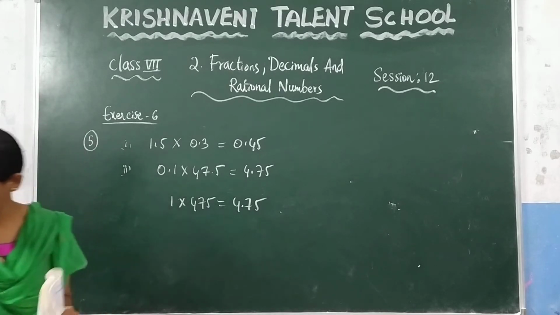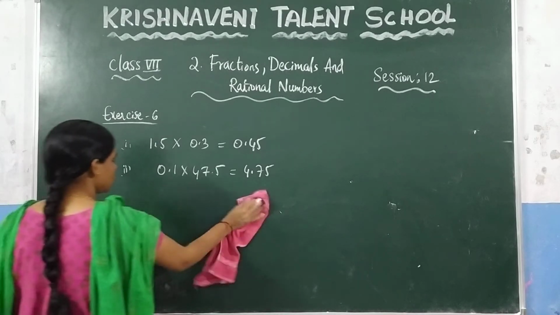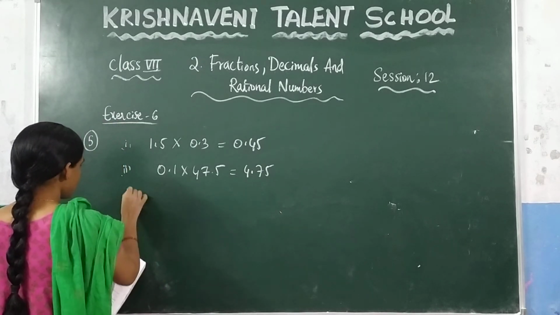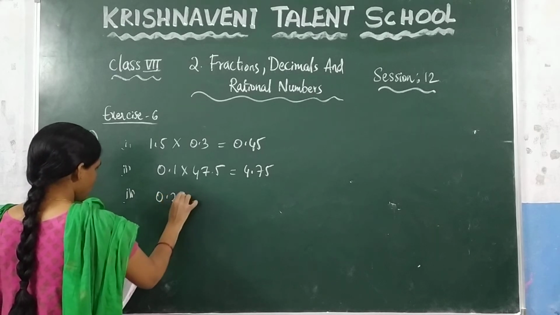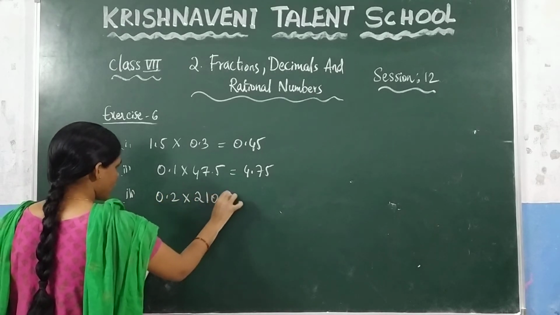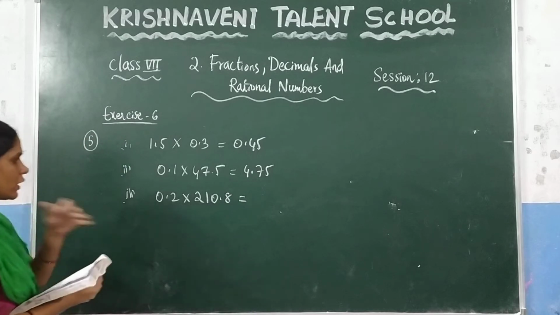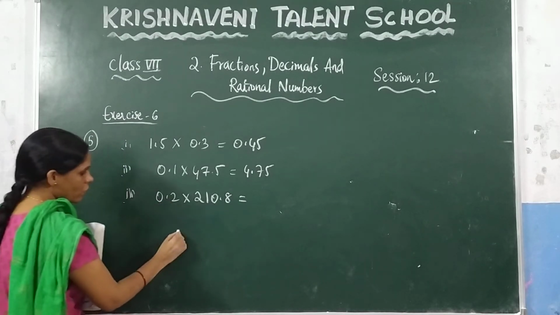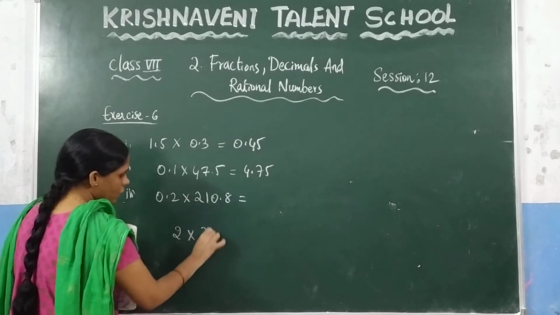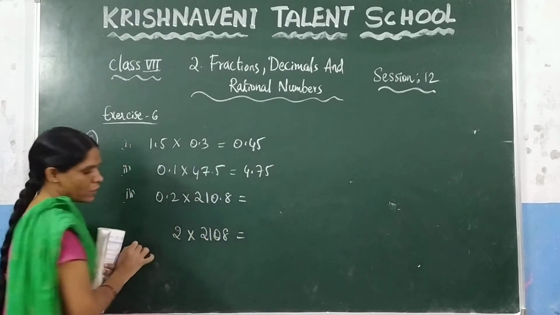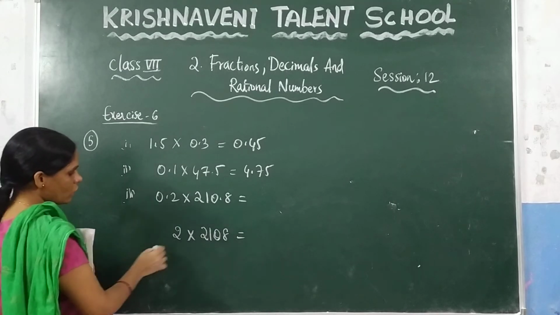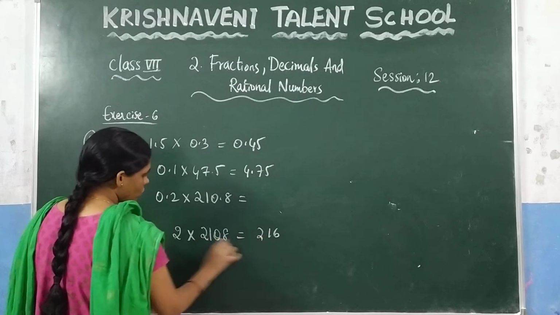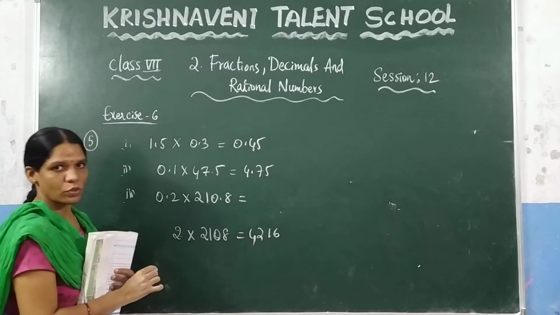Here the third question. What is the third question given here? 0.2 into 210.8. Just write what we have done before. Write the numbers leaving the decimal point. So here what is there? 2, and here what is there? 2108. Now make the product of these two values. What will you get? 2 8s are 16, and similarly 2 1s are 2, 2 2s are 4. So we got 4216 here.